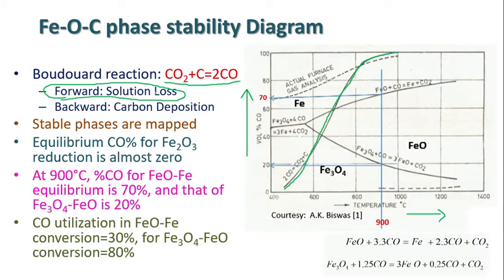Next, the role of pressure. When pressure increases, the Boudouard reaction shifts towards the backward direction. That is, 2CO gives rise to CO2 plus C, the backward direction reaction. This backward direction reaction is also called Normann's reversion reaction, which is responsible for the carbon deposition at the lower temperature zones of a blast furnace stack. That's why it is also called the carbon deposition reaction.